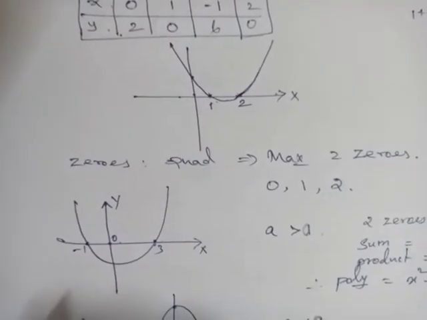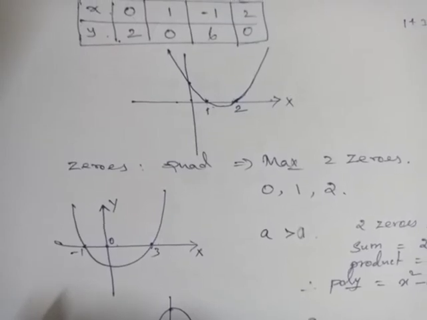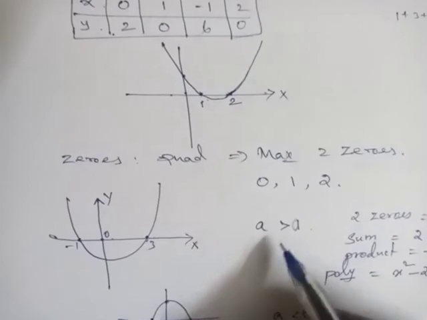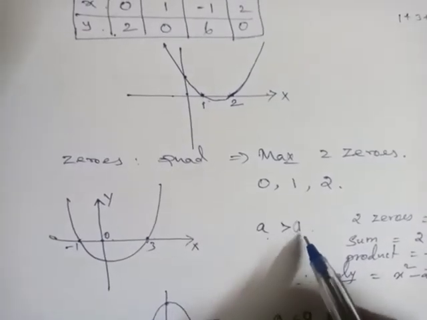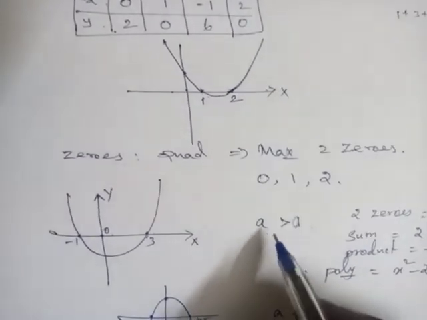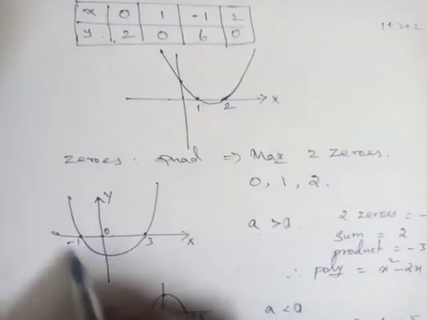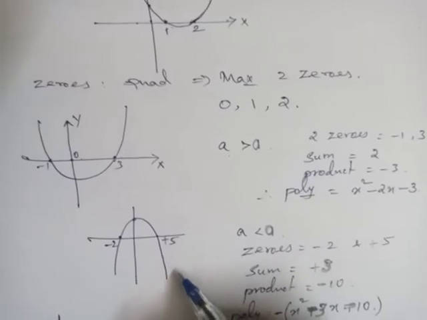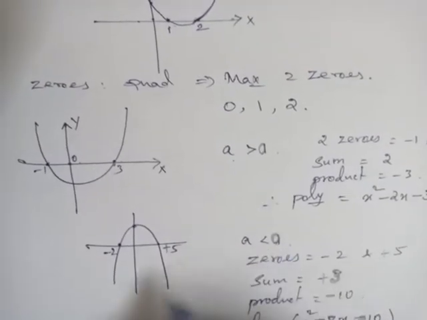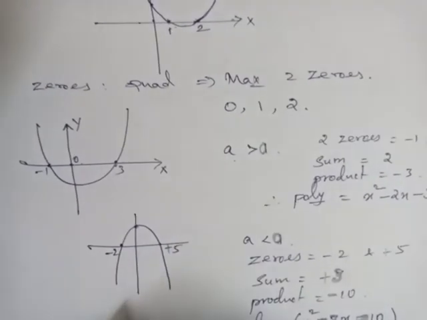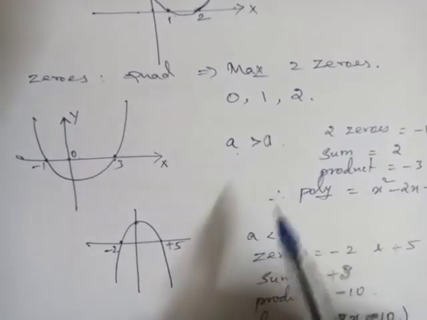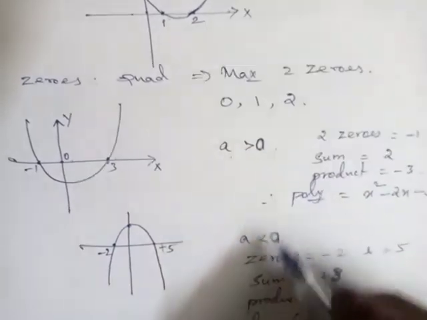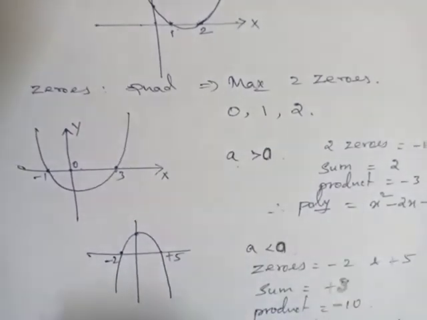Now what do you think about the a, b, c values from the graph? If the parabola opens upwards, then the value of a must be greater than 0. Simply we can say a greater than 0 means the parabola opens upwards, otherwise the parabola opens downwards. A less than 0 means the parabola opens downwards. Already we said a is not equal to 0, so only two cases: either a greater than 0 or a less than 0.